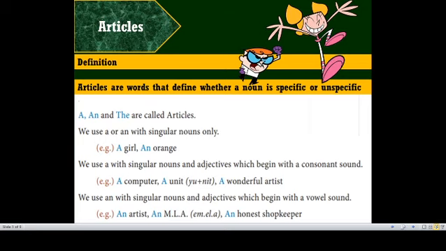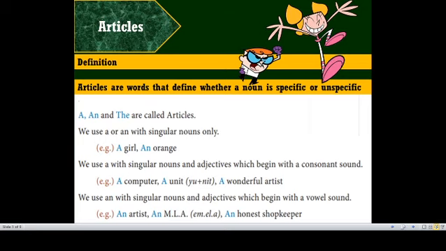Okay, so a, an and the, these are called articles. What is the definite article? The definite article is the word the. It limits the meaning of a noun to one particular thing. So if you want to point out something, then the definite article the is used in those places. Okay, now let us see in detail about the articles a or an and the.